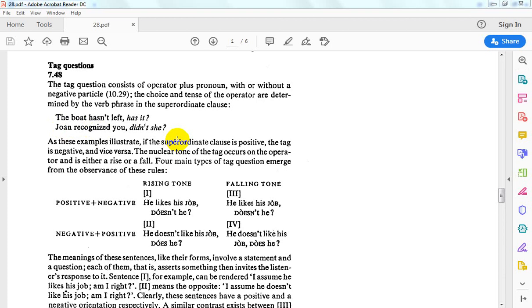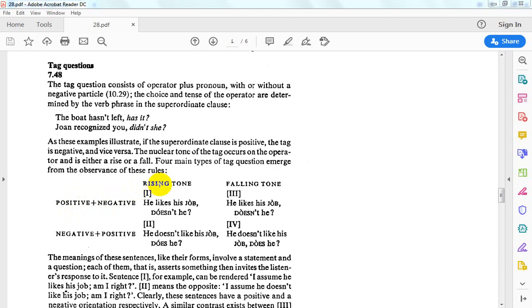The nuclear tone of the tag occurs on the operator and is either a rise or a fall. Either a rising tone or a falling tone. Four main types of tag questions emerge from the observance of these rules. Here I have four main types, positive plus negative. That means if the main sentence, the superordinate sentence, is positive, I must have a tag question that is what? Negative. The first type with rising tone.